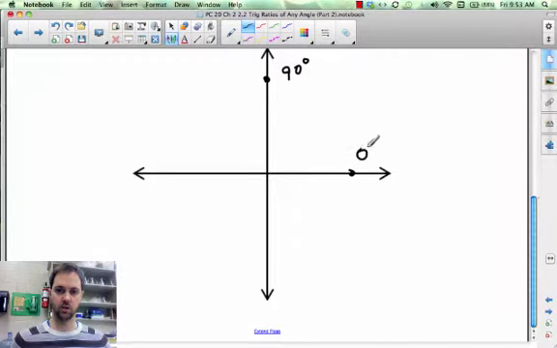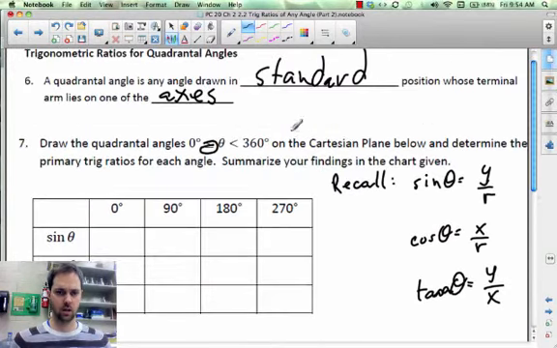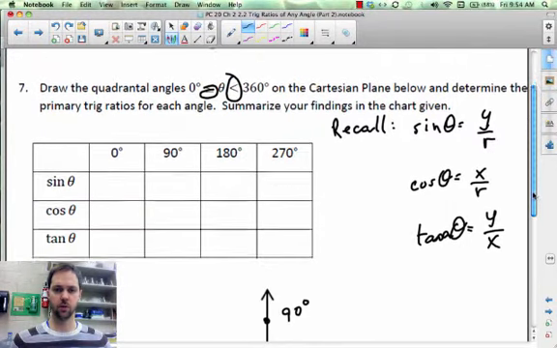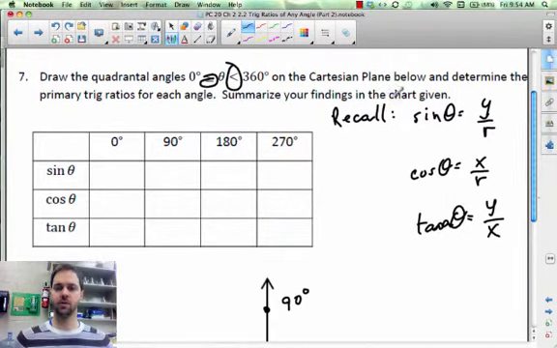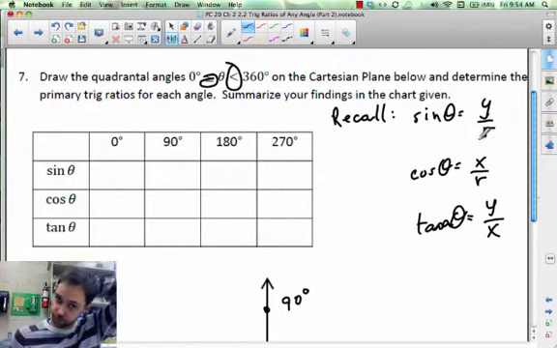So 0 degrees right here. This one is 180 degrees. This one is 270 degrees. Now, do we include 360? No, we don't. So it says less than 360, so we don't include it. Okay, so summarize your findings in the chart given.